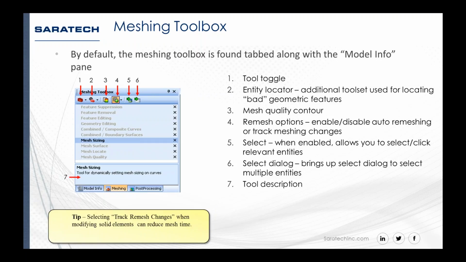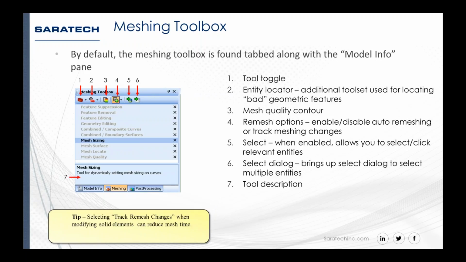Let's go over the buttons at the top of the meshing toolbox. The first one is a toggle tool. If you accidentally click on one of these X's and you lose it and can't find it, you'll be able to toggle it on and off under this first one. The second one is an entity locator. This is an additional tool where you can find entities in the model such as surfaces, curves, and elements. The next one is the mesh quality contour. If you want to quickly view a contour plot of the mesh quality, we can select this icon.